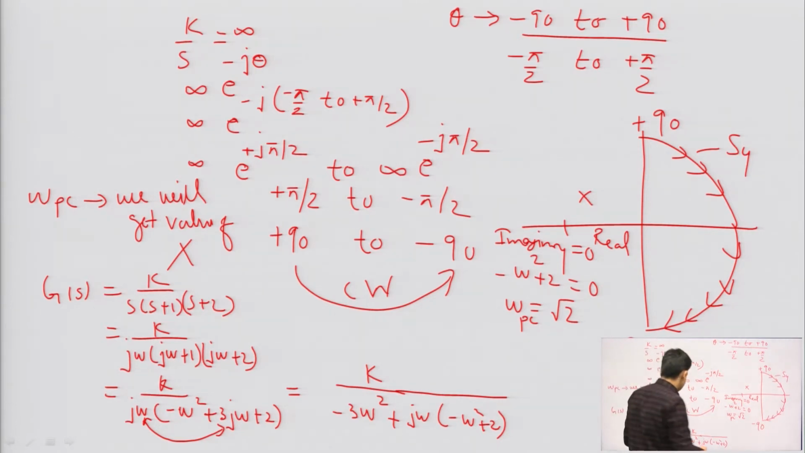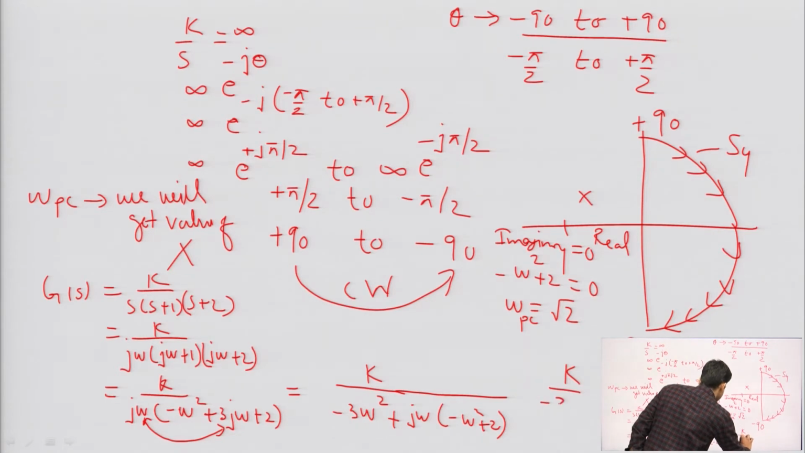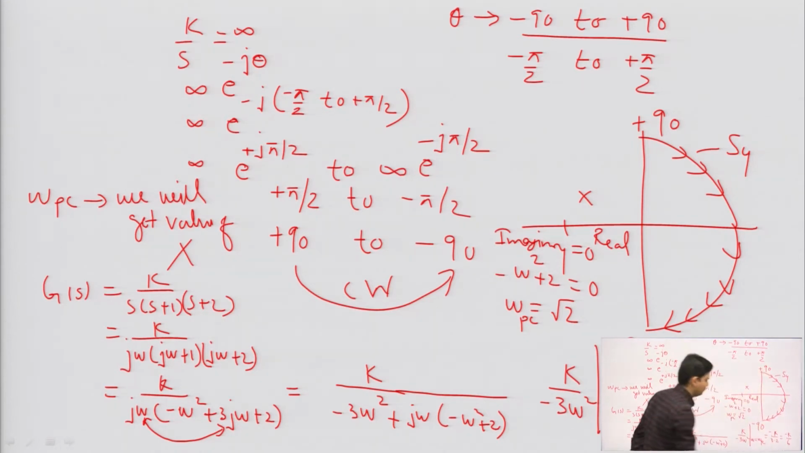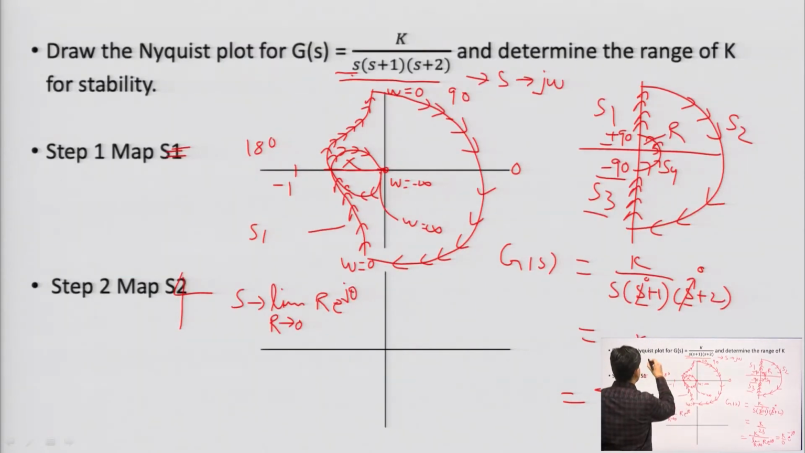Here my real value is k over minus 3 omega square, and we would like to know this value at omega equal to omega p c. If I put it here, this will become k over 3 multiplied by 2 with minus sign, which is minus k over 6. So, the x value is minus k over 6.